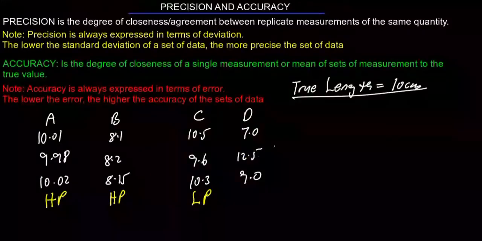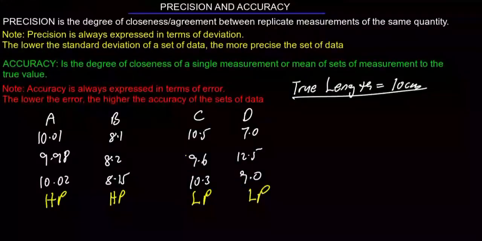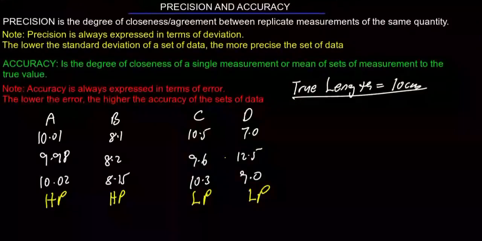If you look at 7.0, 12.5, and 9.0, you will see that these values are not close at all. So we have low precision. If you observe, what is 12.5 minus 7.0? That will give you 5.5. Look at it, 5.5. So this one is not precise at all. In fact, compared to C and D, C is at least more precise than D. But both of them have low precision.